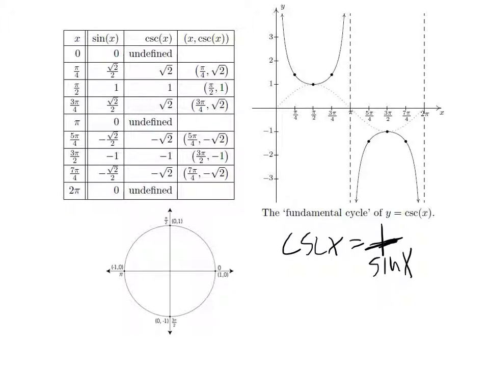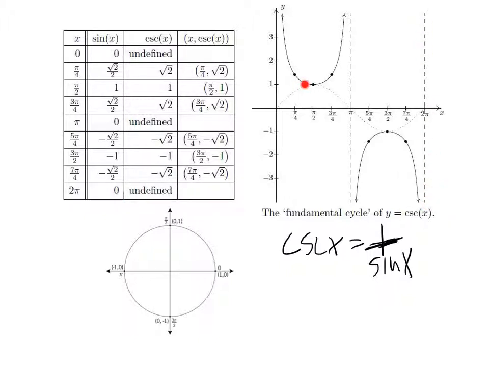If you flip those, 1 over x, 1 over 0 is undefined. So we have a vertical asymptote right at 0. 1 over 1 is 1. 1 over 0 at pi is undefined, another vertical asymptote. 1 over -1 is -1. And undefined again, divide by 0.